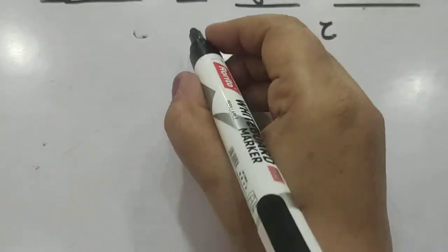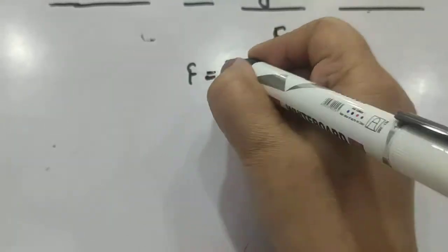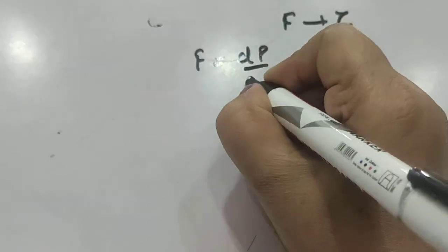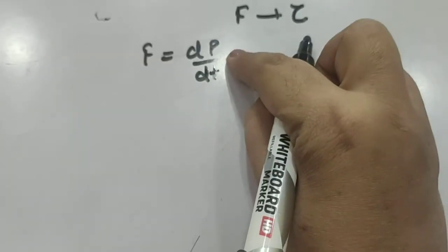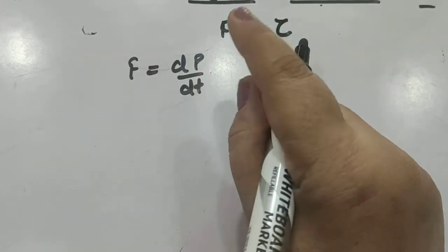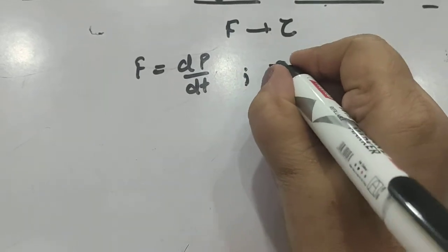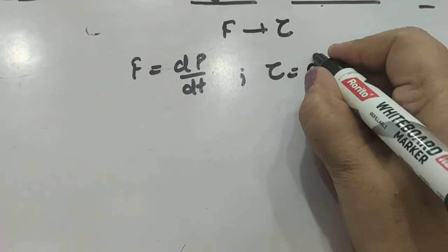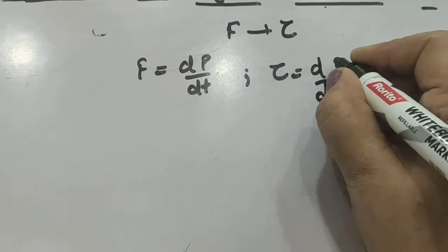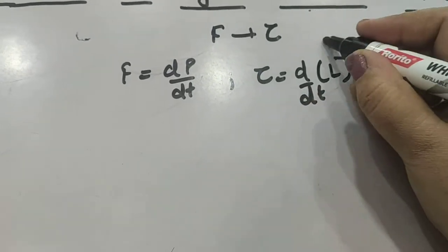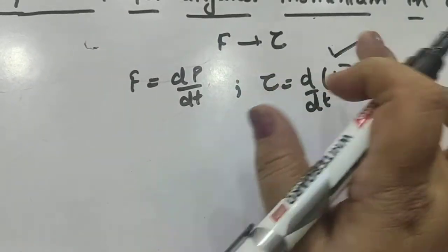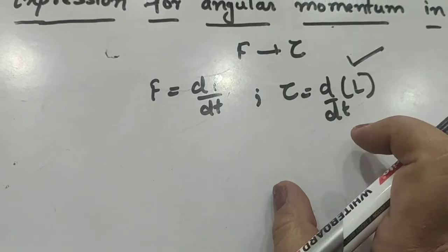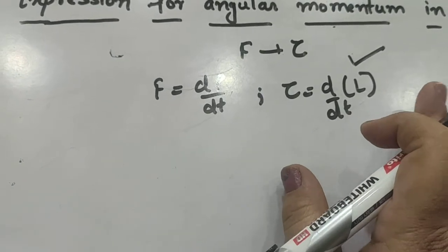Now, by Newton's second law of motion, we have the expression F is equal to dp by dt, where p is the linear momentum. If somehow we can express torque in terms of the derivative of some quantity, suppose that is L, then that L will be known as the angular momentum. Now we need to find the expression for this L.